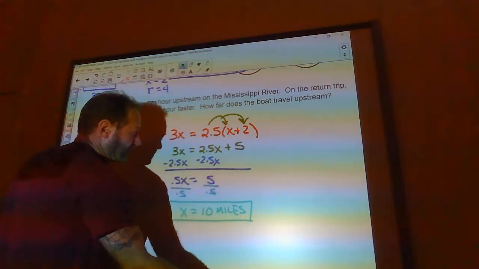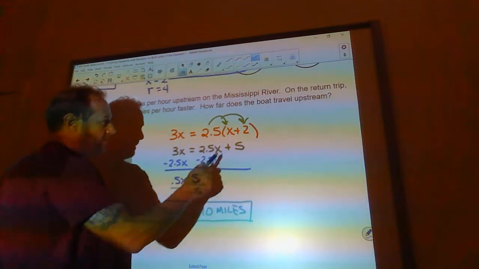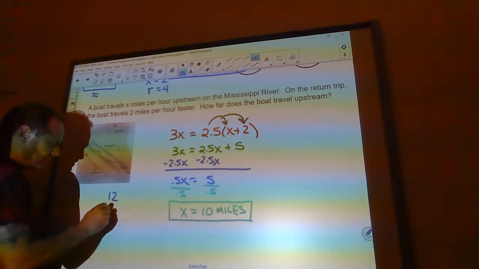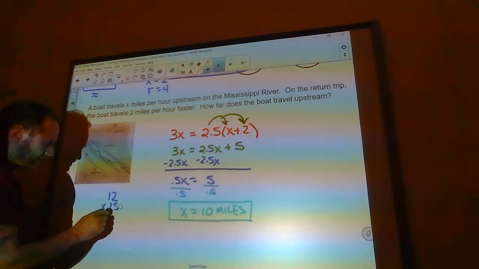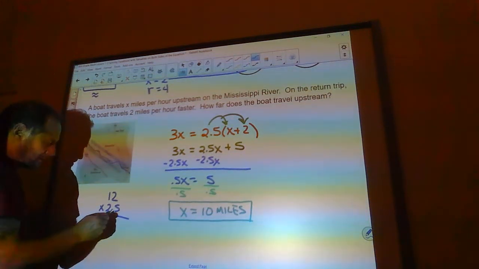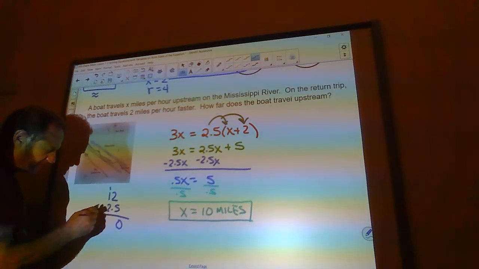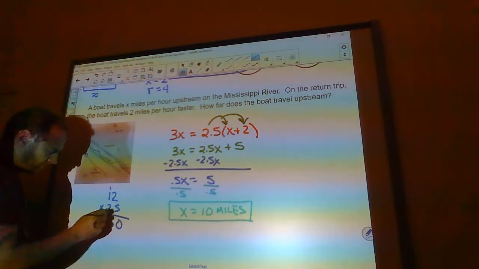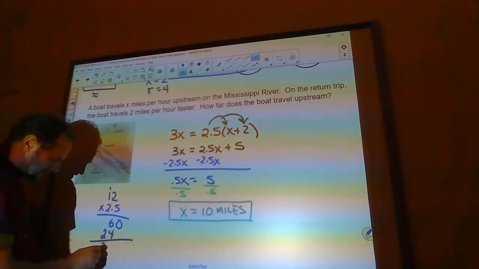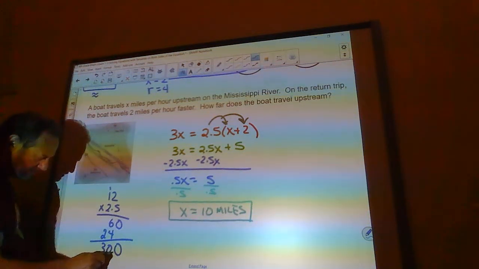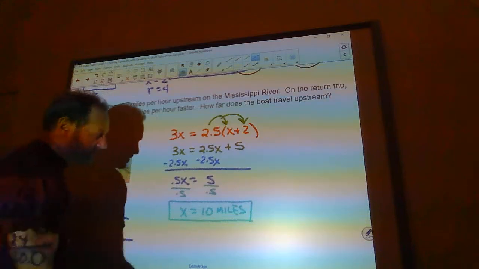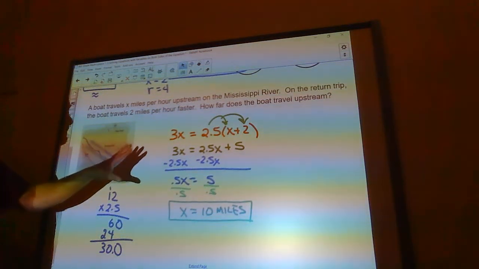Now I could check that. If I took the 10 and plugged it in here, I'd get 3 times 10 is 30. Over here I'd get 12. 10 plus 2 is 12, so that'd be 12 times 2.5. Whoops, not 0.25, 2.5. Okay, so 5 times 2 is 10. Carry my 1. 5 times 1 is 5, plus 1 is 6. 2 times 2 is 4. 2 times 1 is 2. Add that up. I have one number behind the decimal, so I've got to put one number behind the decimal. 30 equals 30. 10 times 3 is 30. So I checked it, and I got my answer right. This would be a good problem to check, too, because these story problems can be tricky.